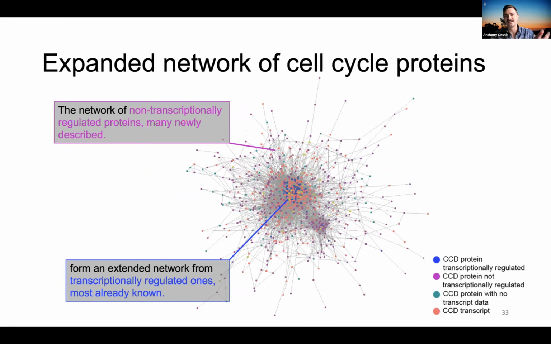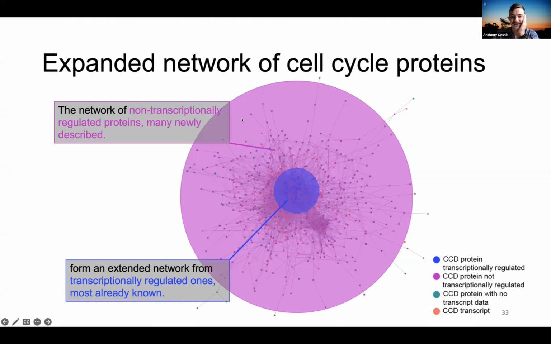And so this kind of forms an extended network of cell cycle proteins. You have this core network of transcriptionally regulated cell cycle proteins that are very, very well annotated, and then these new non-transcriptionally regulated proteins that we found in this data set really start to form this extended network. They're less tied to the core, and so we're able to expand what's known about the cell cycle and which proteins are involved.